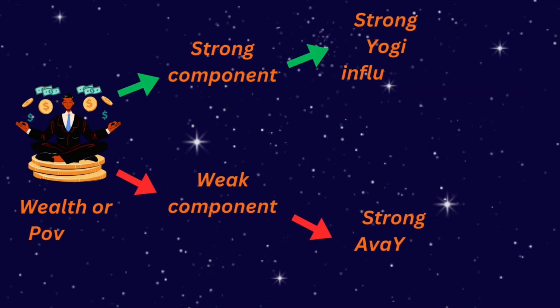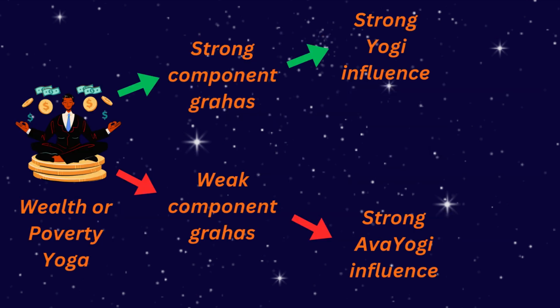To help visualize this, here's a chart that combines the strength of the grahas involved in a wealth or poverty yoga alongside the influence of the yogi or avayogi on the entire yoga or the component grahas of the yoga. For a wealth yoga, when the yogi graha is strong and well placed, it further enhances the wealth prospects of the yoga. Strong grahas, supported by a well placed yogi, can really amplify the potential for wealth and prosperity.